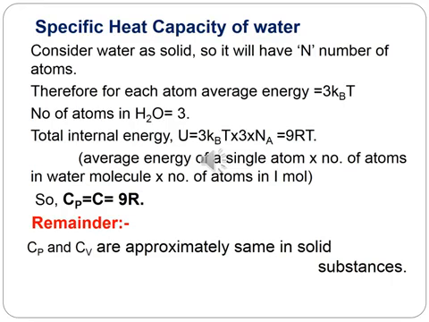Now we are going to calculate specific heat capacity of water. Consider water as solid, so it will have n number of atoms. Therefore, for each atom, average energy is equal to 3 kBT. Then, total number of atoms in one molecule of water, H2O, is equal to 3. So, what should be the total internal energy of 1 mole of water molecules? It is equal to 3 kBT into 3 into Na, which is 9 RT. Now, Cp is equal to Cv is equal to 9R.